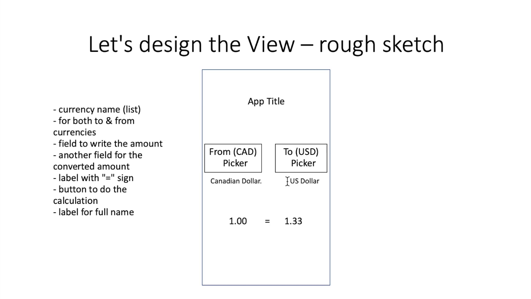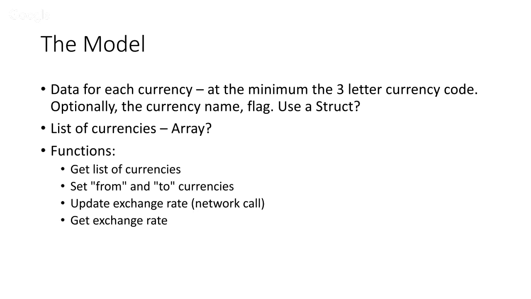This more or less gives us all the components we need. And what we'll also do is we'll put a label for the title of the app, and we'll put a label here with your name, who made it. Okay, so this will give us the view. What is next? The model. This was the second question in your midterm.